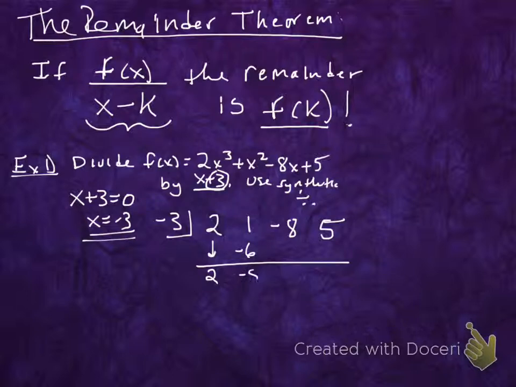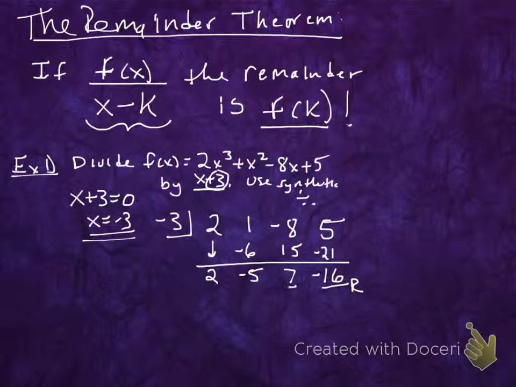If I add, I get negative 5. When I multiply, I get 15. When I add, I get 7. When I multiply that, I get negative 21. And when I add those, I get negative 16. Now, what that means is the negative 16 is my remainder.